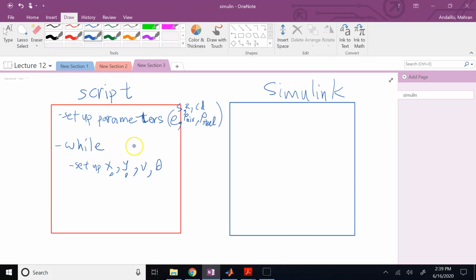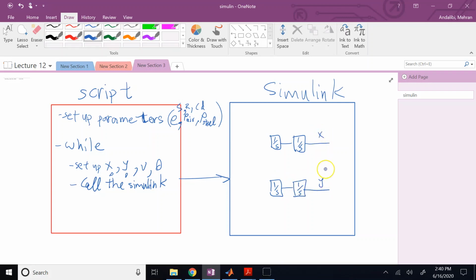Then in a while loop, what is the stopping condition? We're going to talk about it, but in a while loop, for each projectile, you set up the initial position, the launch velocity, and the launch angle, and then you call what? You call the Simulink with these initial conditions. So here you have a bunch of integrators that you know, and these integrators will give you some x and some y, correct? At the end, the double integrators. If you wire them correctly, this one gives you x, this one gives you y.